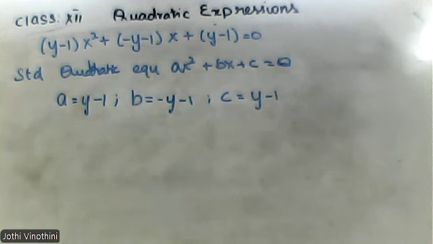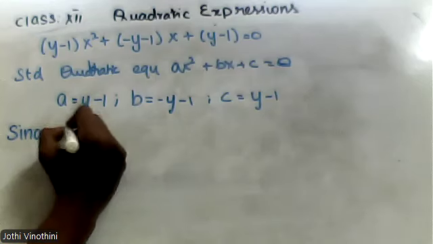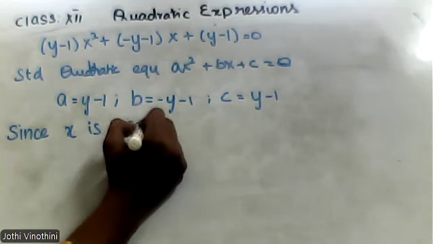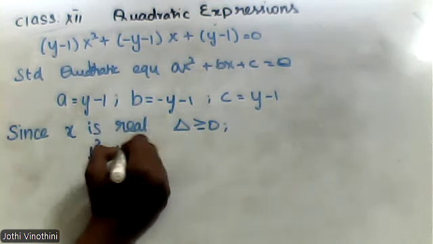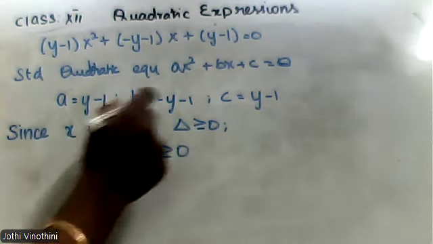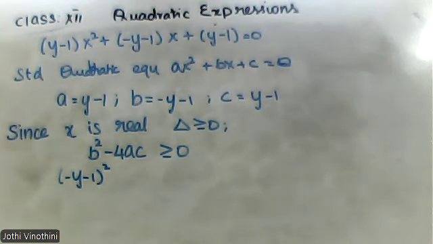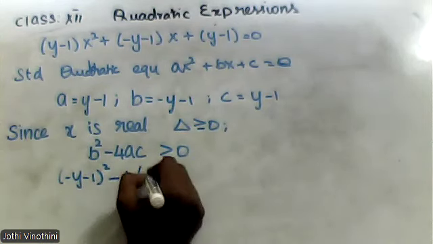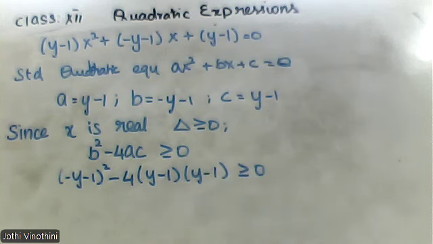Clear? Clear. In the question itself, we are provided that x is real. So from that we can say, since x is real, the discriminant must be greater than or equal to 0. So b squared minus 4ac must also be greater than or equal to 0. What is the value of b? Minus y minus 1, the whole square. Minus 4. What is the value of a? y minus 1. What is the value of c? y minus 1. Which must be greater than or equal to 0. Clear? Shall we start solving this one?